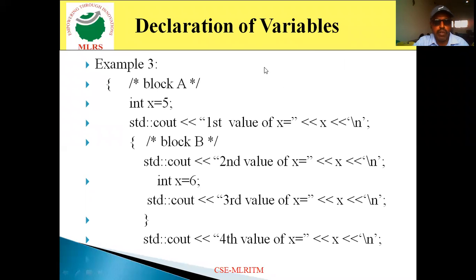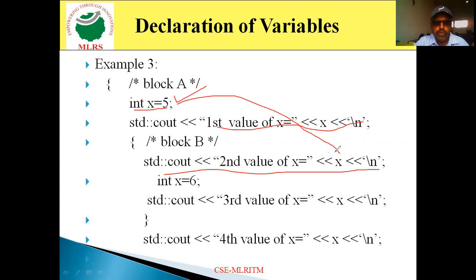Now take one more example. Look at this here. I am declaring the variable in different ways. In block A, I am declaring the variable. When I print the value of x, it prints the x value as 5. And again here also I print the x value. Again it prints x value as 5. Then I specify x is equal to 6, meaning I am assigning a new value 6 to x. And this is applicable to this block only. When I print the value of x in this place, it prints the x value as 6.